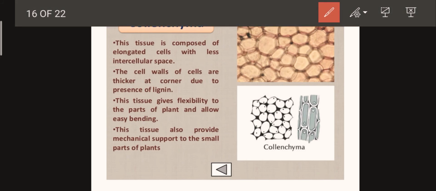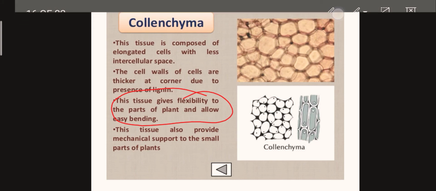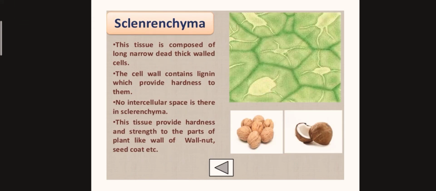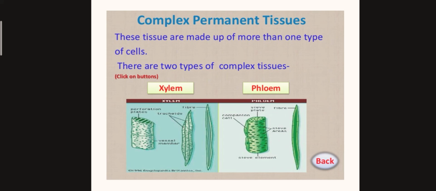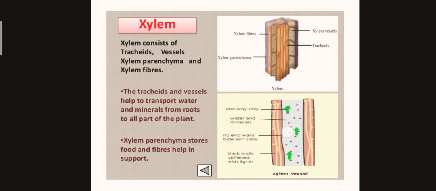This is collenchyma, responsible for the flexibility and the tensile strength of the cell. Wherever in heavy wind, plant twigs and branches bend over and don't crack down, that particular strength is given by the collenchyma. This is sclerenchyma, which is the dead tissue, with no intercellular spaces, and they are dead because of the lignin deposition. This is a complex permanent tissue, the xylem and phloem.